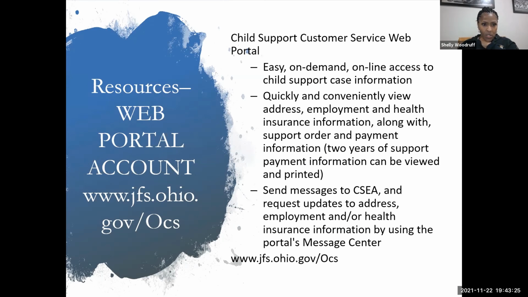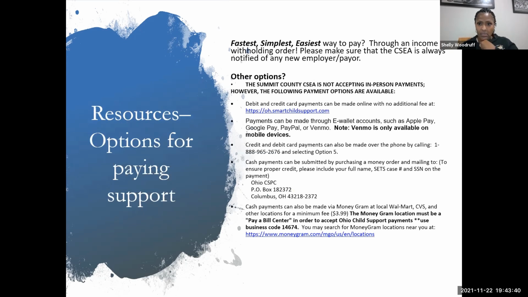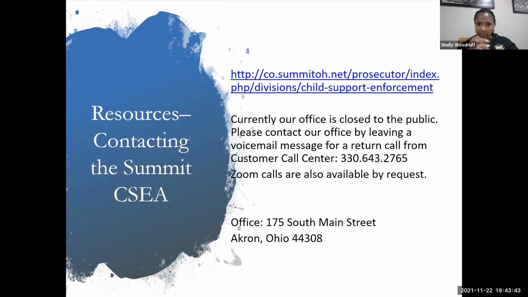And then the next one just talks about receiving the payments, and that a person can receive their child support payments directly into their bank account or through their SMI One card, which is like a debit card. And then it tells you the fastest, easiest way to make the support payment now, especially since COVID. There are a number of ways that a person can make their child support payments: online, over the phone, whatever they're comfortable with.